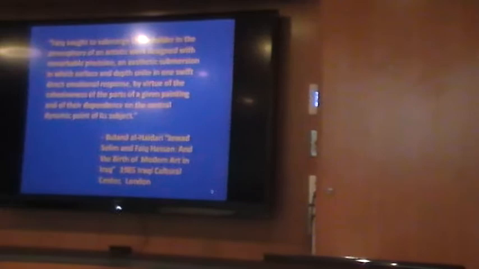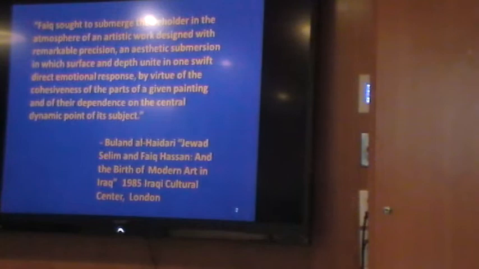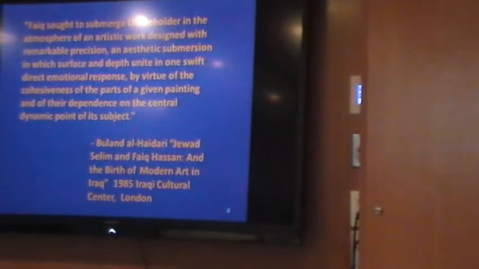I'd like to start my presentation with a quotation from Bulan Dahoderi's Jawad Salim and Faiq Hassan and the Birth of Modern Art in Iraq from 1985. Faiq sought to submerge the beholder in the atmosphere of an artistic work designed with remarkable precision, an aesthetic submersion in which surface and depth unite in one swift, direct emotional response, by virtue of the cohesiveness of the parts of a given painting, and of their dependence on the central dynamic point of its subject.